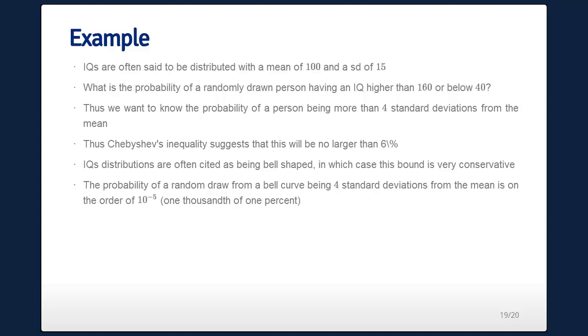So let's go through an example with IQs. IQs are often said to be normally distributed with a mean of 100 and a standard deviation of 15. What's the probability of a randomly drawn person having an IQ higher than 160 or below 40? Well, that's 4 standard deviations away from the mean. So Chebyshev's inequality says that this probability should be no larger than 6%. But it's probably a lot lower than that, but certainly no larger than 6%. In fact, IQs are often thought of as being bell-shaped, in which case this is very conservative. By my calculations, it's 10 to the minus 5th, not 6%. That's 1,000th of 1%.